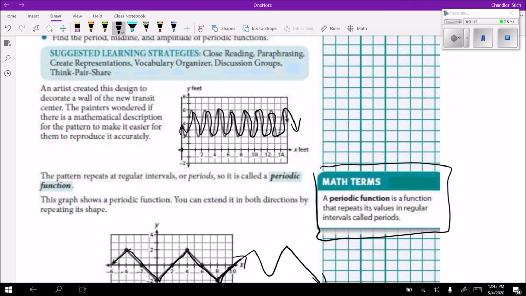Obviously, not all graphs are like this. We've seen parabolas. This is not a periodic function. It doesn't go in multiple parabolas. This is going to go up forever. So it doesn't actually have a repeating pattern. These periodic functions do.